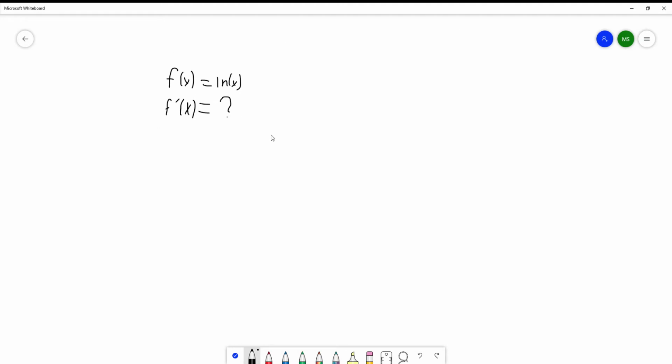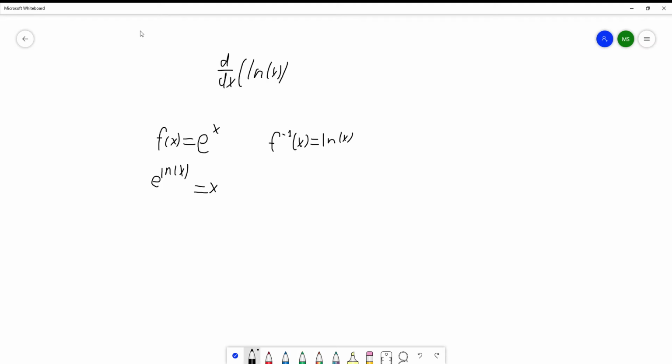You should know what the derivative of ln of x is, but it's always good to refresh. So we say the derivative of ln x is 1 over x. This is what we know.